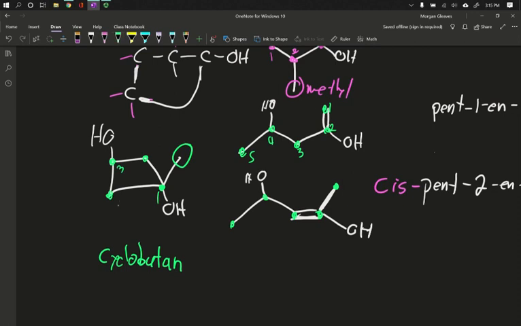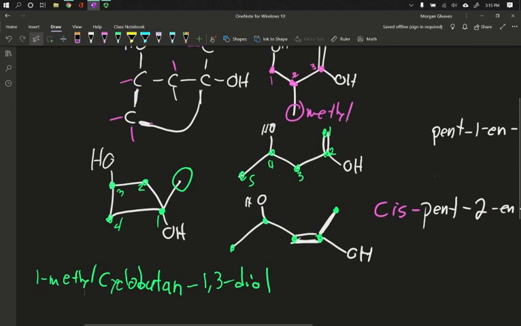And it doesn't actually matter which one's 2. There's not going to be any other numbers on 2 and 4. So it's only the 1 and the 3 that make a difference here. Cyclobutane, 1,3-diol, and it has a 1-methyl.